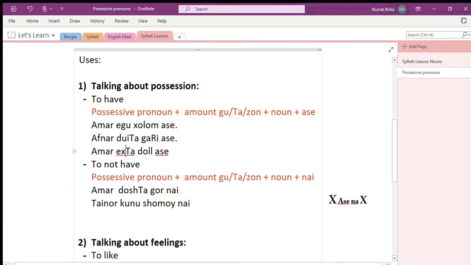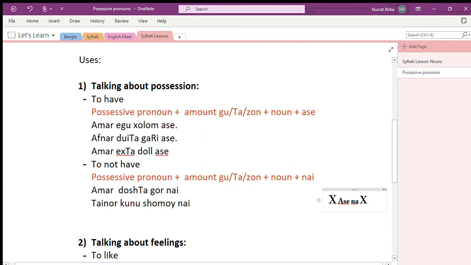And we want to say I have a doll. Amar ekta doll ase. Again, very straightforward. Just follow this structure if you want to talk about having something. Just replace the pronoun and the noun and the amount and this suffix, and just keep the ase at the end. Ase, ase, ase.